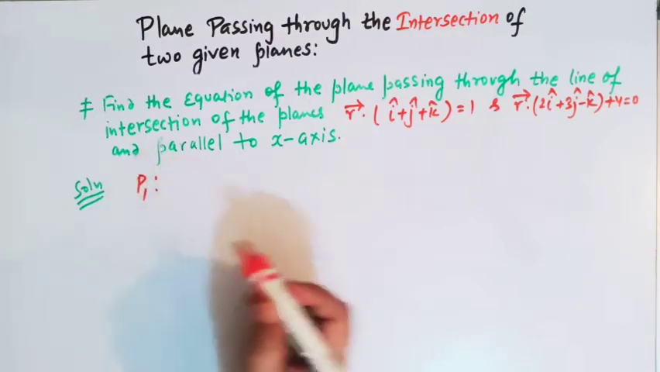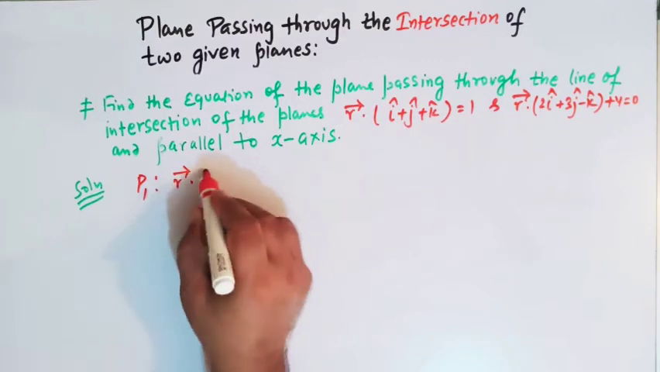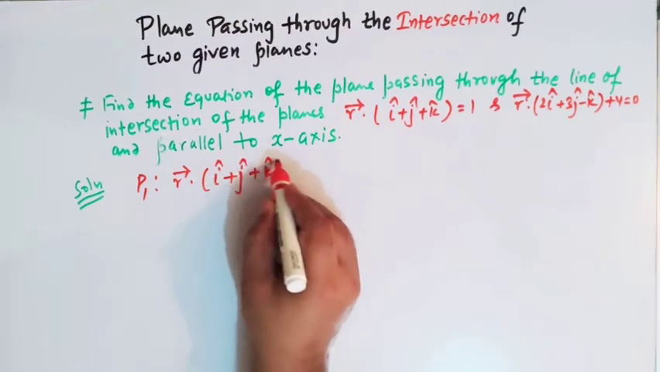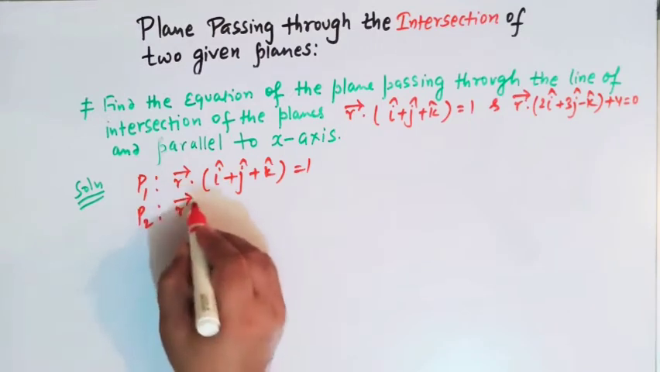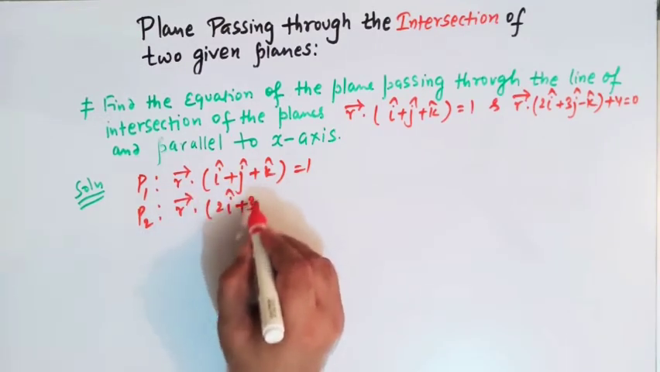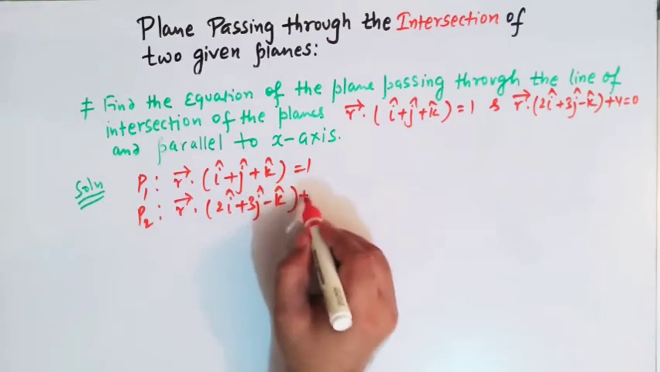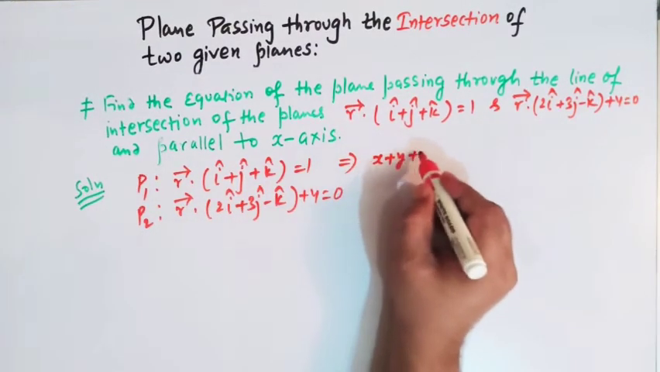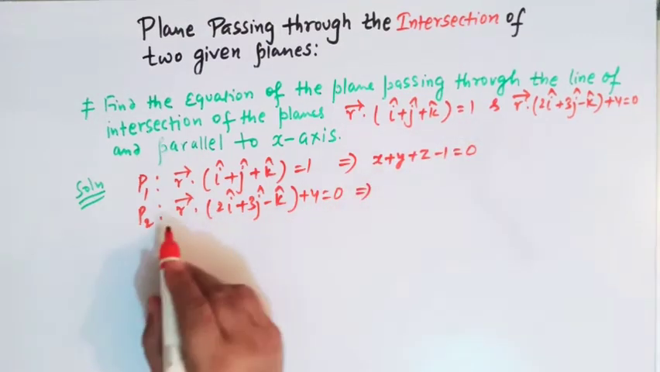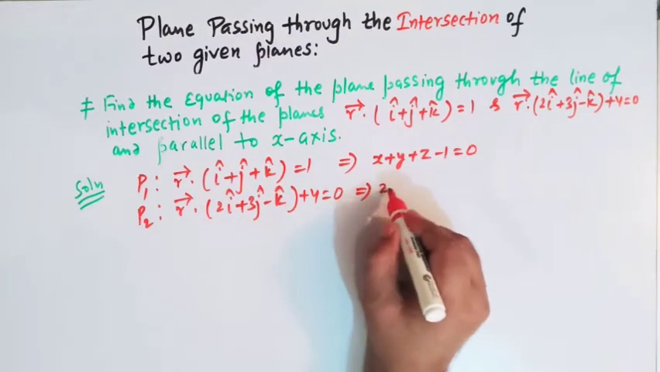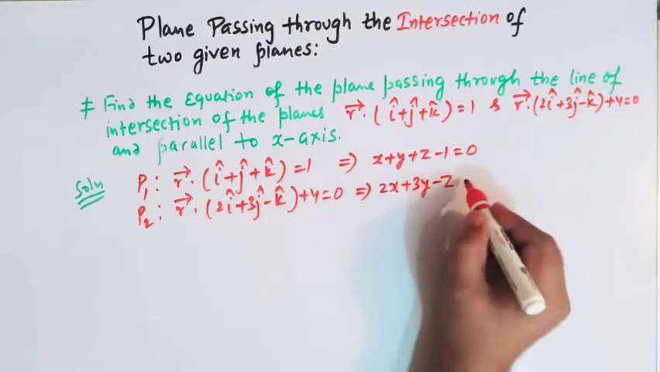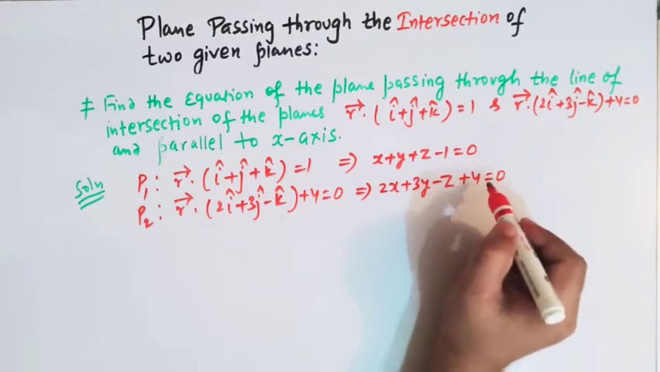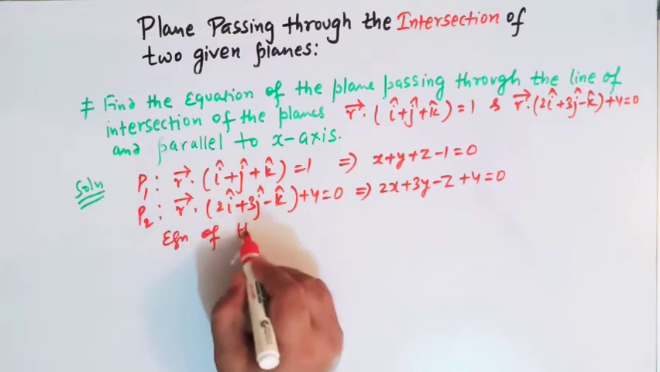So viewers, here the equation of plane P1 is vector r dot (i cap plus j cap plus k cap) equal to 1, and the plane P2 is vector r dot (2i cap plus 3j cap minus k cap) plus 4 is equal to 0. Now the Cartesian form of the first equation is x plus y plus z minus 1 equal to 0, and the Cartesian form of the second equation is 2x plus 3y minus z plus 4 is equal to 0. Right? Now this is the first plane, this is the second plane.